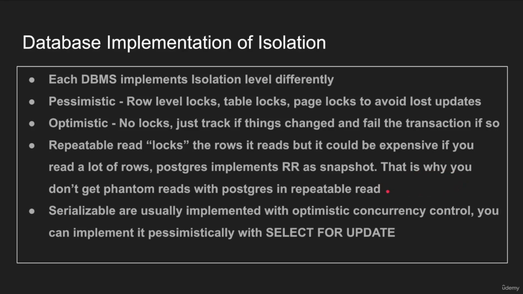Serializable is usually implemented with optimistic concurrency control. Because if you actually truly do serializable, then your database is going to be so slow, right? Because what is serializable? Just one after the other, right? That's why a database implements it with optimistic concurrency control. You can also implement it pessimistically if you want to with select for update. Hey, I'm going to select this, but I'm going to lock it. Right, that's what you do.